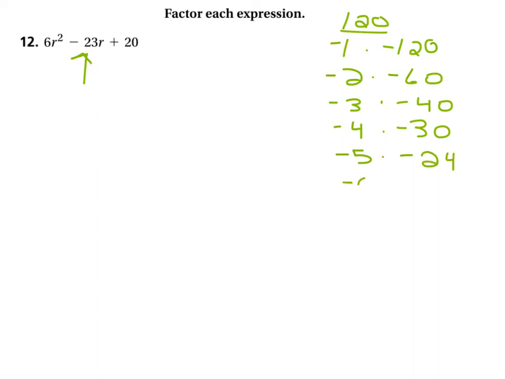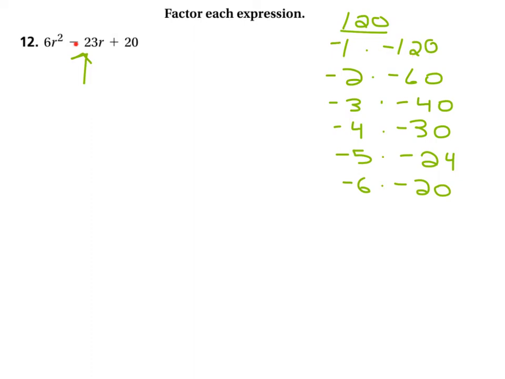What about negative 6? Well, can I double this to negative 6? Yes. And can I take half of that? Yes, I can. It's still a whole number, so negative 6 times negative 20. And you can see that still, that adds up to negative 26. We're not there yet, but we're getting closer.